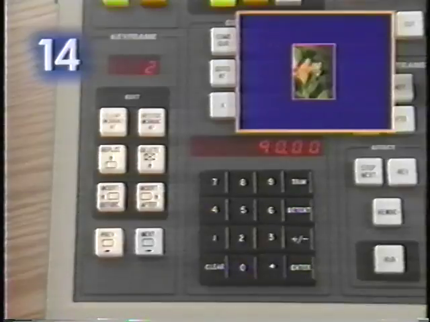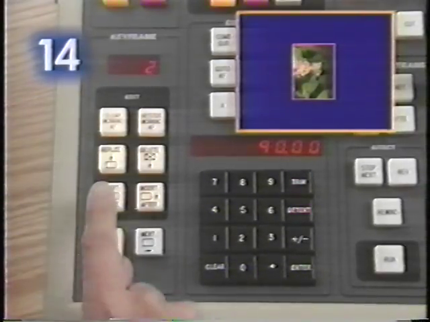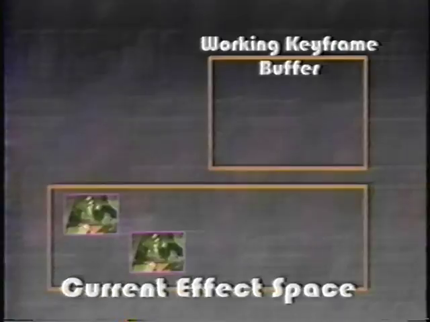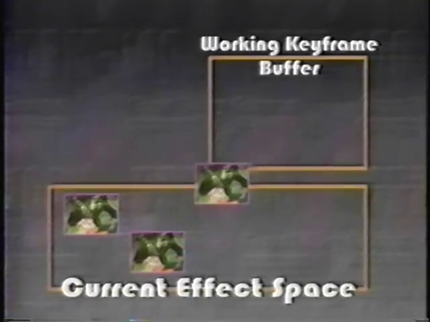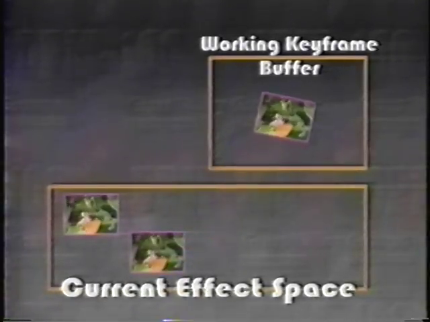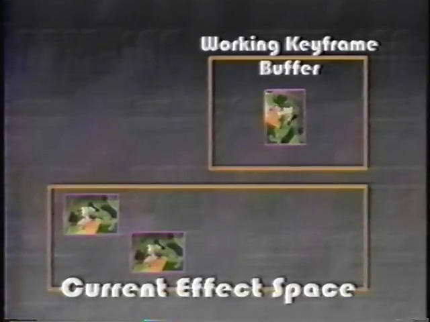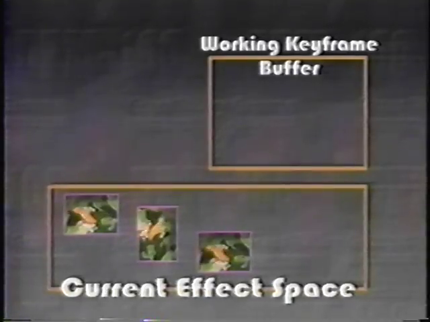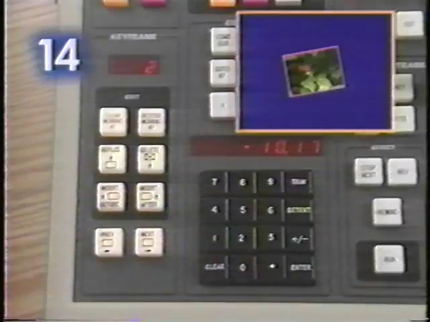To insert before, press Insert Before, and the new keyframe will be inserted before the selected one. For example, if you selected keyframe number 2, the new keyframe will be inserted as keyframe number 2, and the original number 2 becomes number 3. All following keyframes will be numbered one digit higher than they were before.